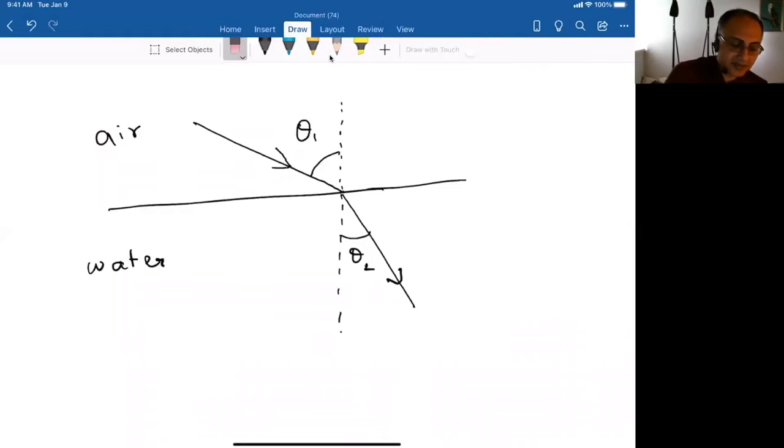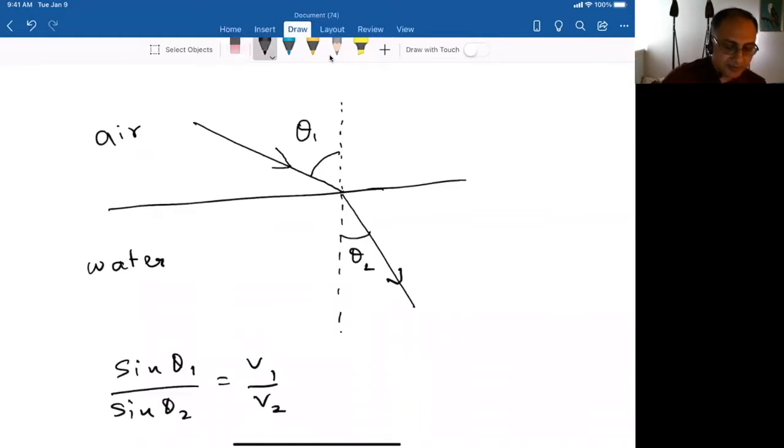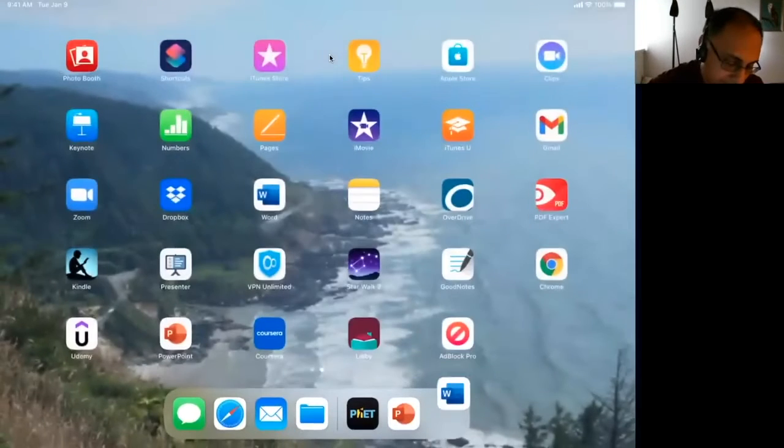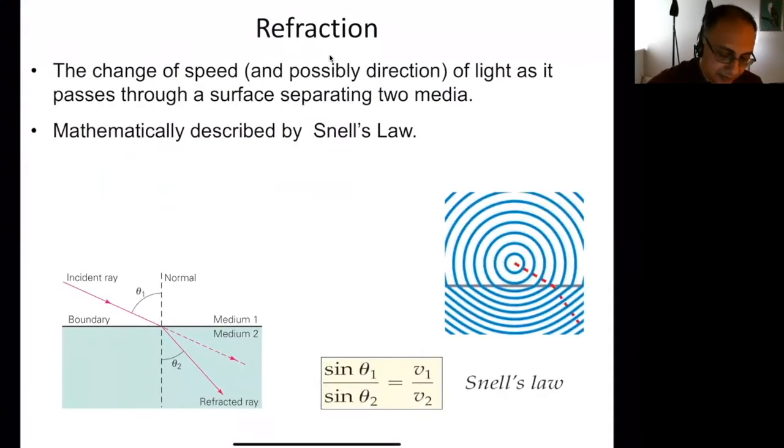All right. So Snell's law says that sine θ1 divided by sine θ2 is equal to V1 divided by V2, right? So that's Snell's law, but it's written in a slightly different way. I'll just introduce that for now. So this is Snell's law.